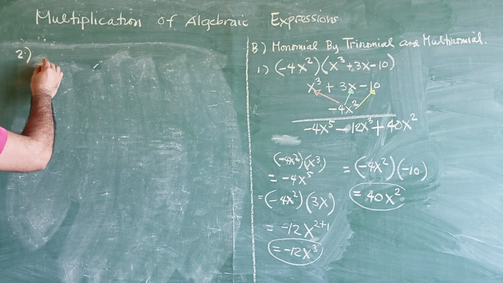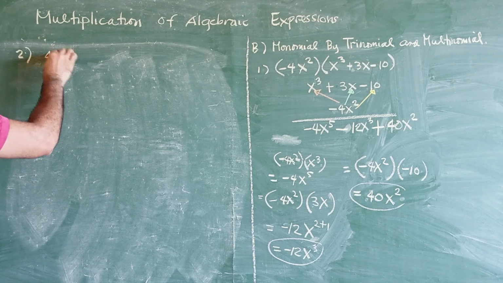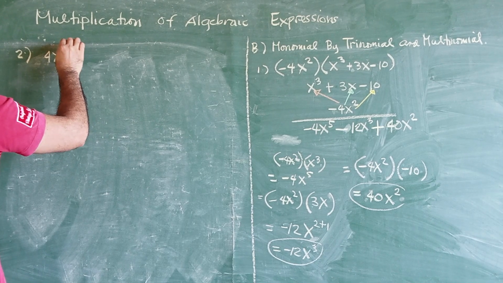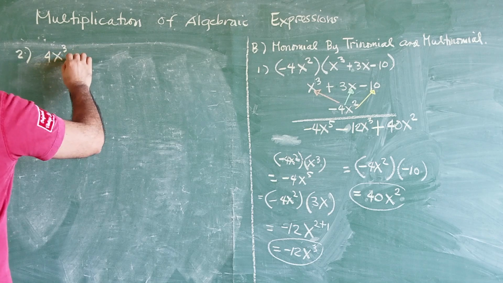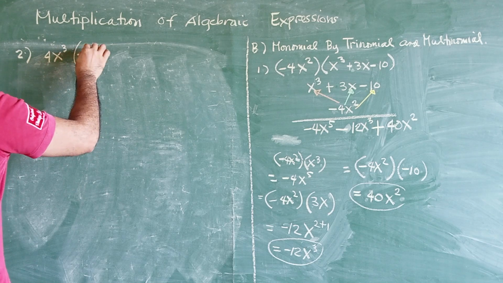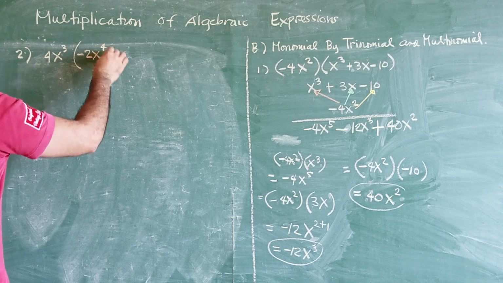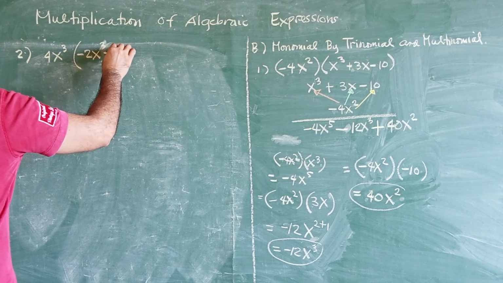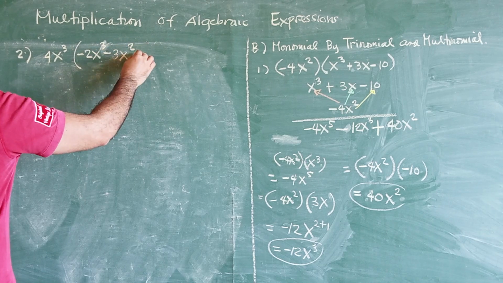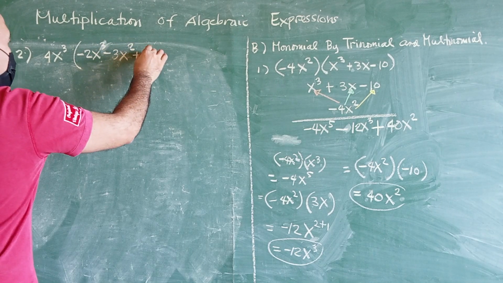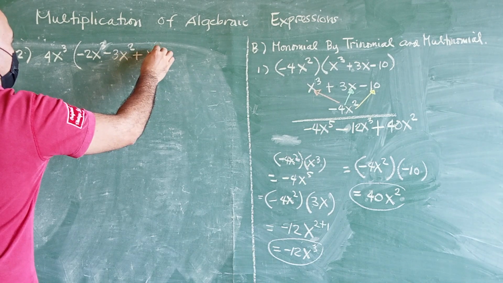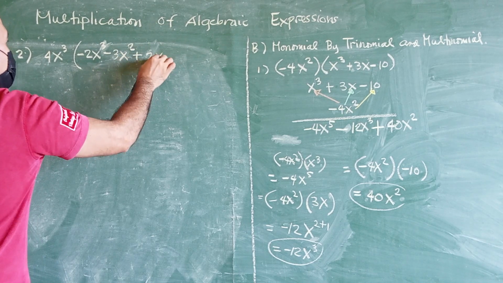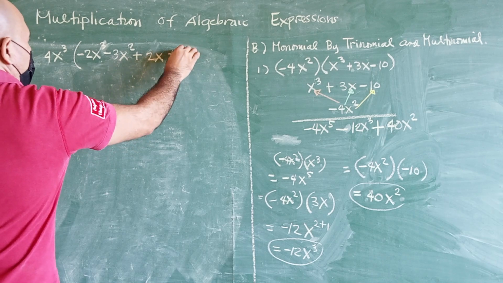The second example that we may consider is 4x raised to the power of 3, and then times negative 2x raised to the power of 3, and then minus 3x raised to the power of 2 plus 2x, and then plus 5.